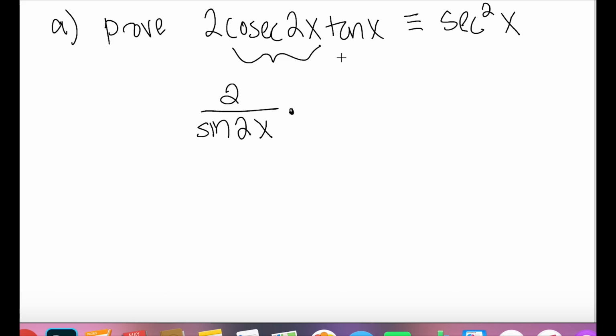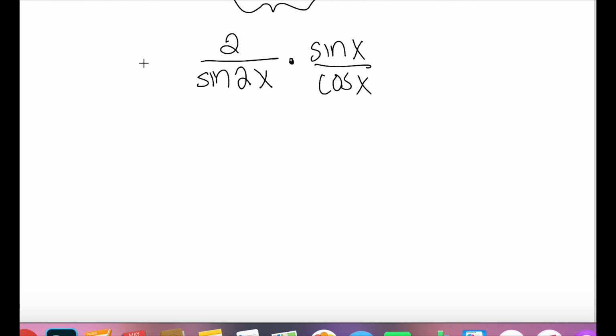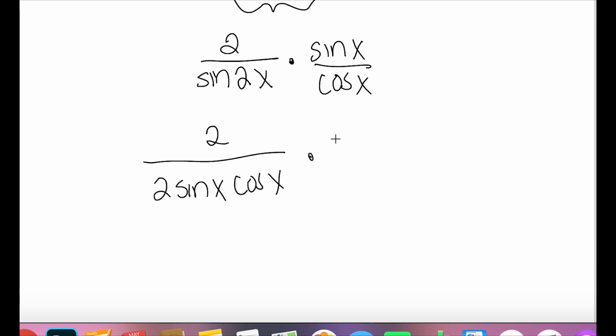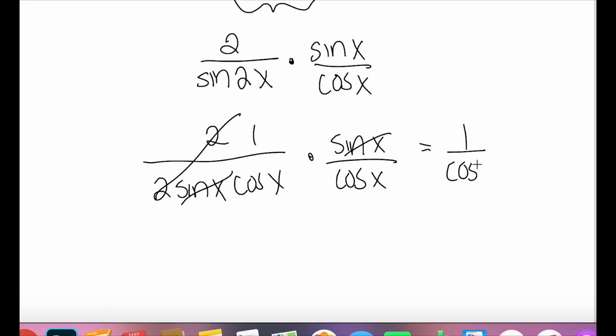Multiply that by tan x, which is sine x over cosine x. Now sine 2x is the double angle identity. So it's equal to 2 sine x cosine x. The 2's simplify, the sines simplify, we get 1 over cosine squared x, which equals secant squared x.